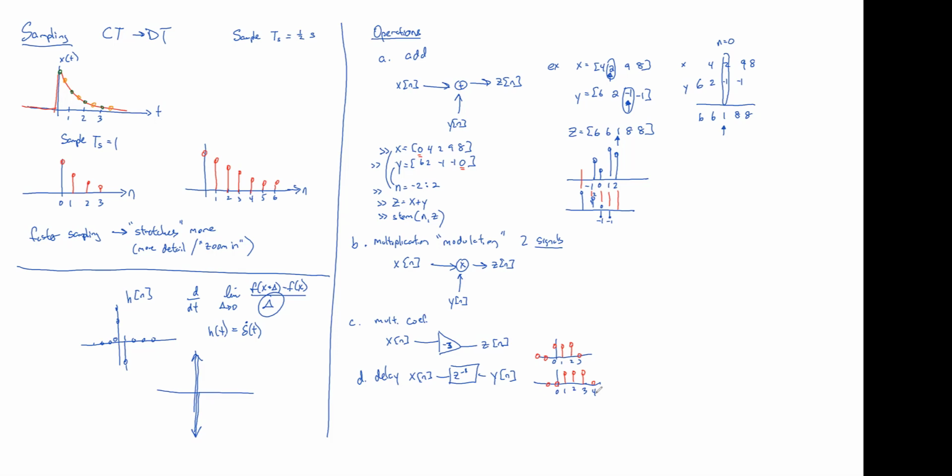There is an advance operator, and that would be a z to the positive 1. And you can see how that works. So let me give an example.